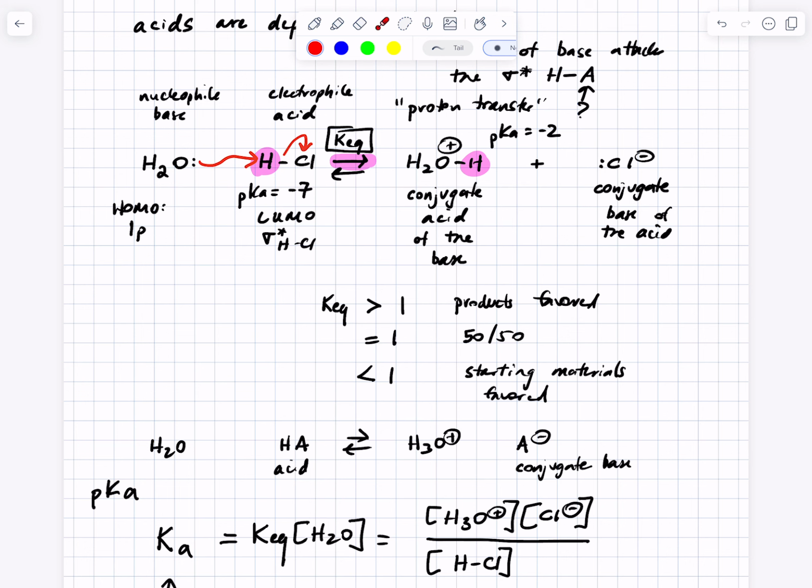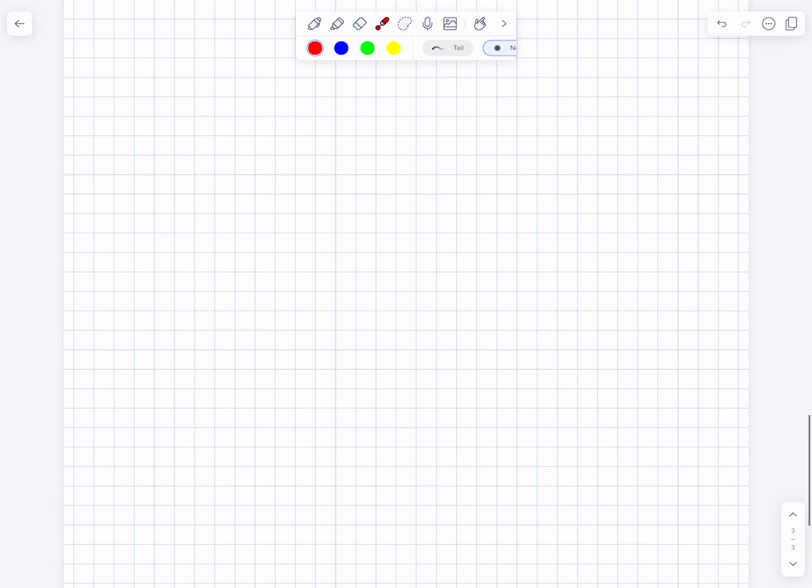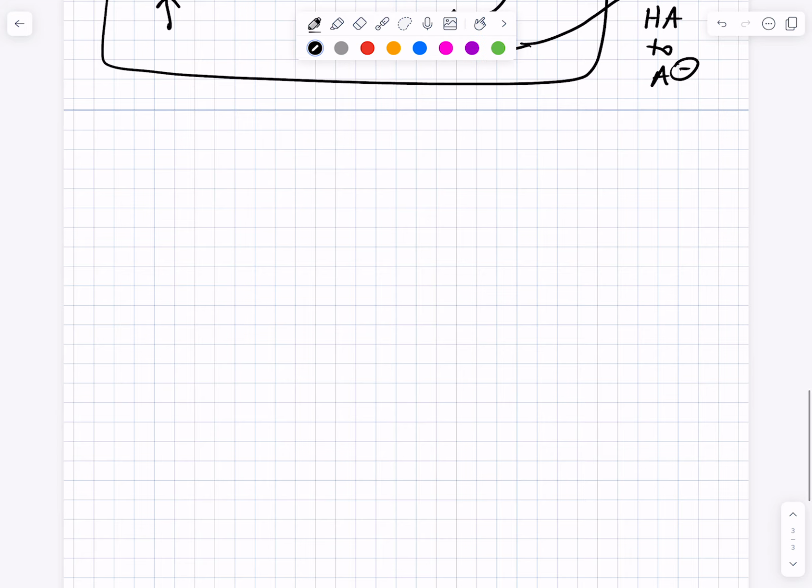Yeah. So what would a test question look like? I'm glad you asked that. What would a test question look like? So one way to do this might be to say, here is an acid.